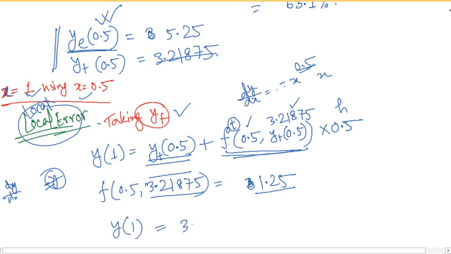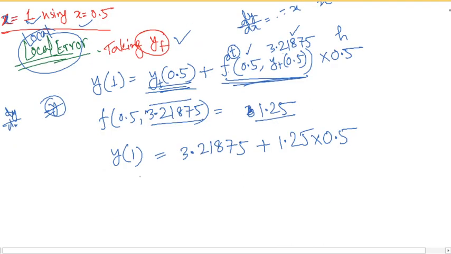So let's use this, y1 will be equals to 3.21875 plus this one 1.25 multiplied by 0.5, and this is also prediction, no doubt, using Euler method, but not the Euler method we are expecting universally. So we don't write anything over there, just y1 here will be 3.84375.